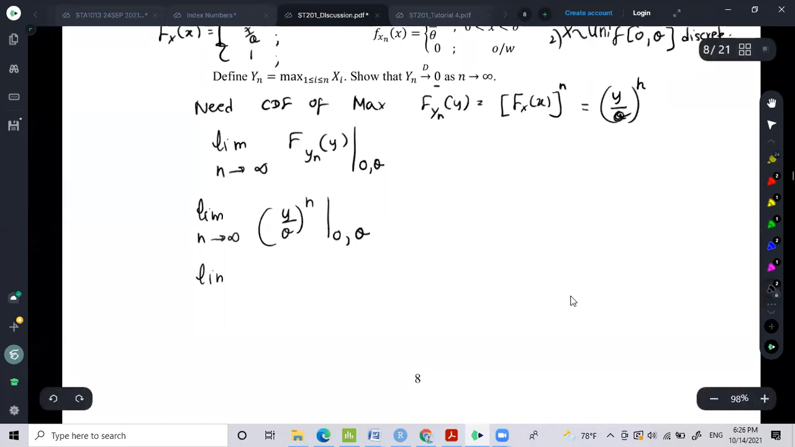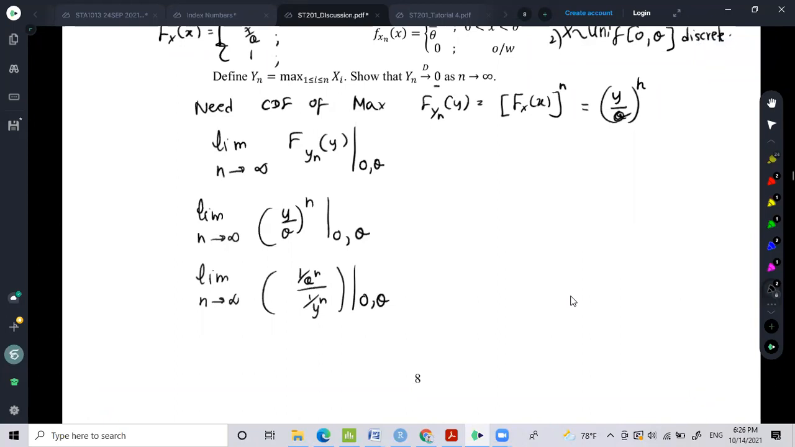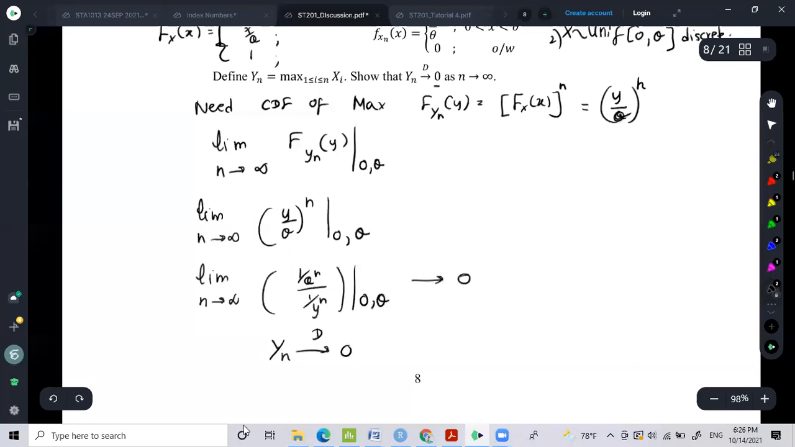You can write this like so. When n goes to infinity, you have n downstairs all the time. If you think about the numerator, you have 0 at the top, and the same happens with the denominator, so this goes to 0. Which means Yn goes in distribution to 0. Whenever you have to show convergence in distribution, you get the CDF and rearrange the terms. So you have 1 over n. Okay, that's it, and you will be done.